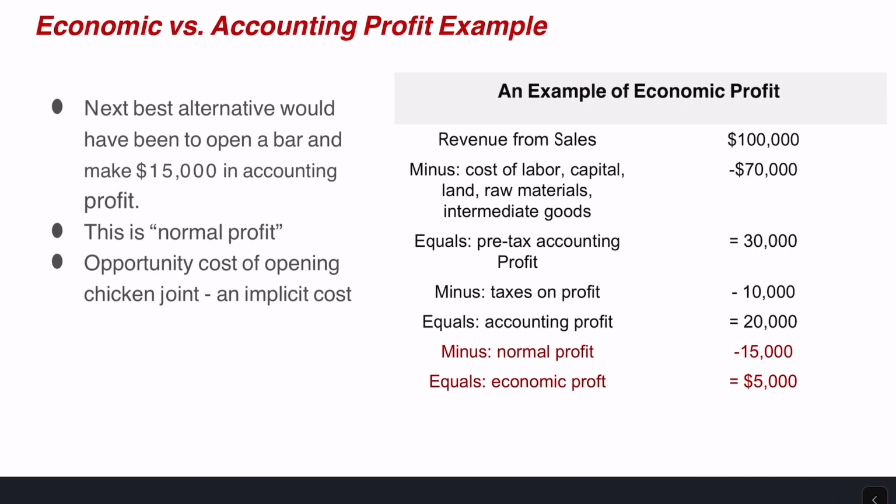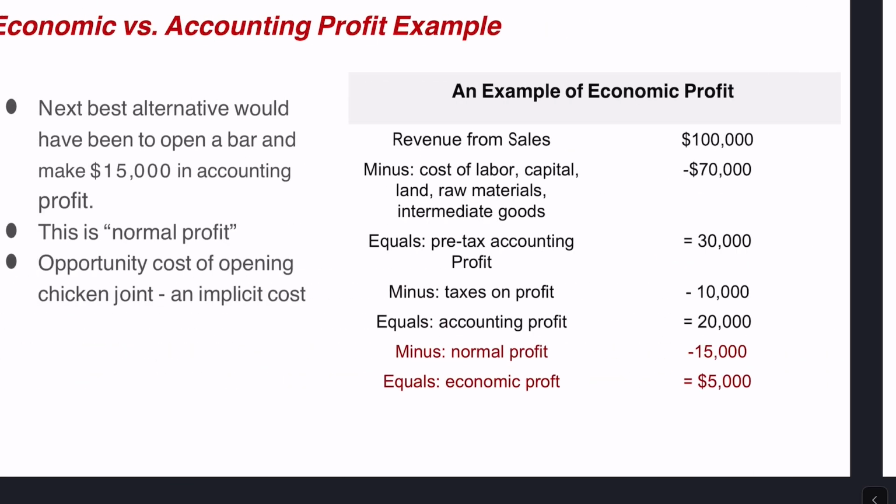So on the next slide, same information. Now here we're down to this accounting profit that we had before of $20,000. Now we're going to subtract off that normal profit, which is your opportunity cost, the value of that next best alternative of $15,000. And now we're left with $5,000. And so this would be your economic profit here. It's less than your accounting profit because you have to subtract off that opportunity cost of what they could have done instead of opening that chicken restaurant. So economic profit is going to be your accounting profit minus those implicit costs. So it's going to be a little bit smaller.